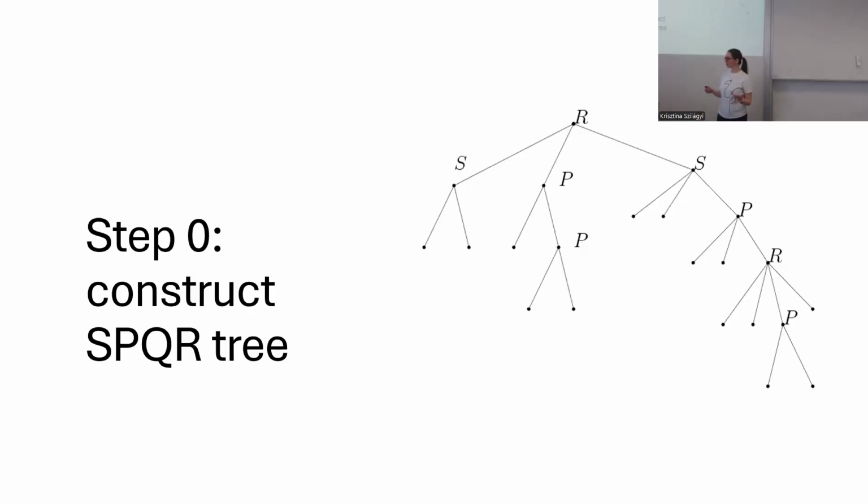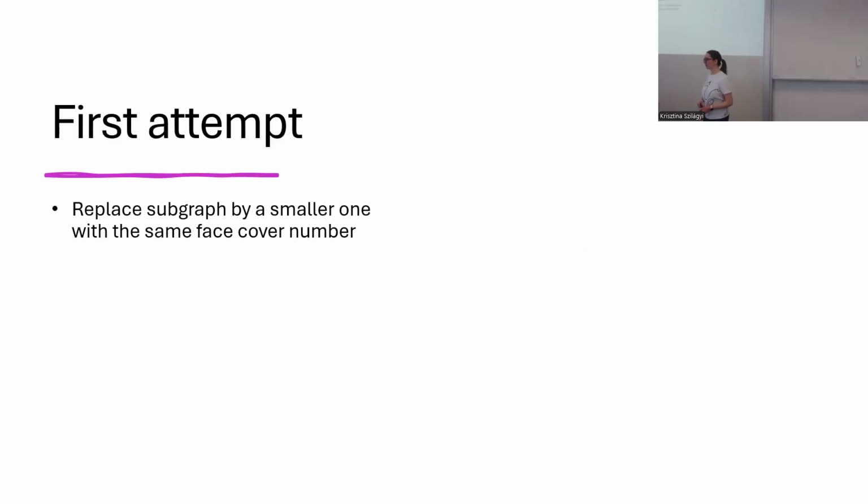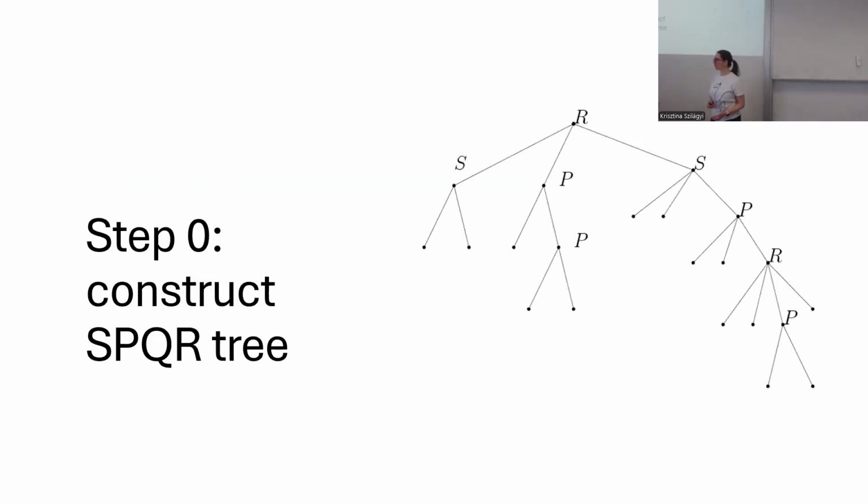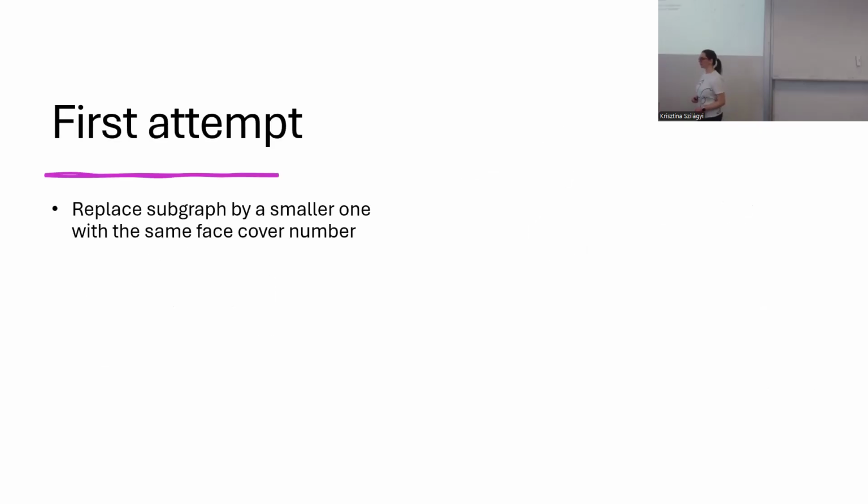So, step 0, as you could maybe guess, is that we construct an SPQR tree. There are polynomial algorithms that do this. We didn't really get too much into it. We just use it as a black box, and we assume that this decomposition is given. The first attempt might be to look at the leaves, construct some kernels for them, and then, using those kernels, go up the SPQR tree inductively from leaf to root.